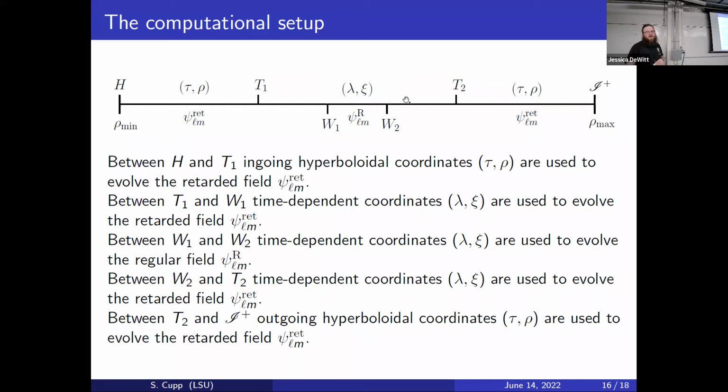And then we leave that and go back out to using the retarded field. And then we go through a second transition layer. We're in the outer tau rho coordinates out to scri plus. So that's just the 1D setup for the numerical domain.